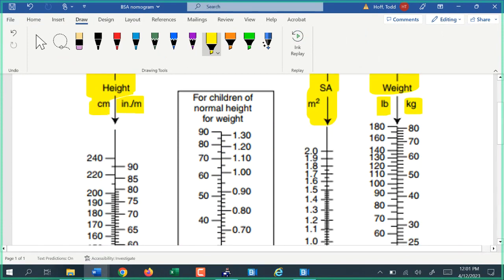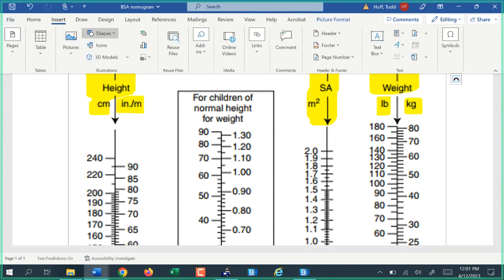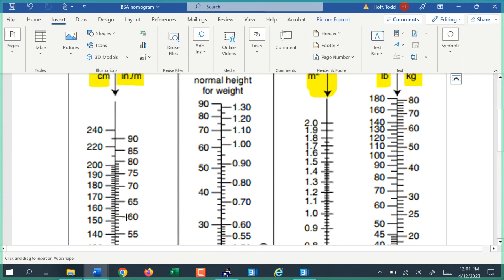So the example patient we just did was a height of 64 inches. So let me pull up a line here at 64 inches. The first thing we have to do is find 64. We see here we have 60 and 65, and there are 5 spaces between them. So that's 5 inches, 5 spaces. Each space is 1 inch. So 64 is going to be right there.